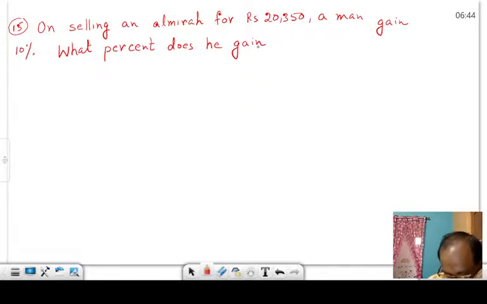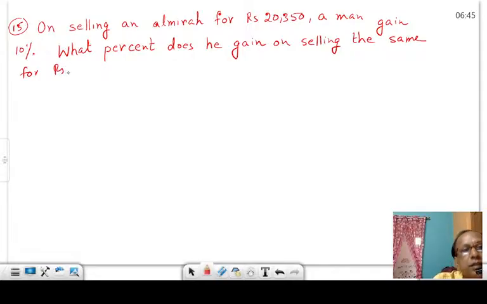What percent does he gain on selling the same for rupees 19,610? That is the question.